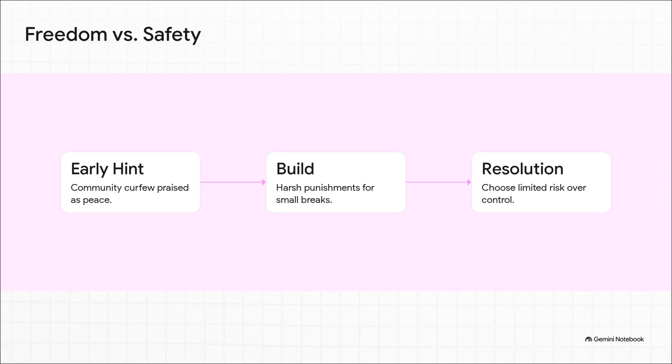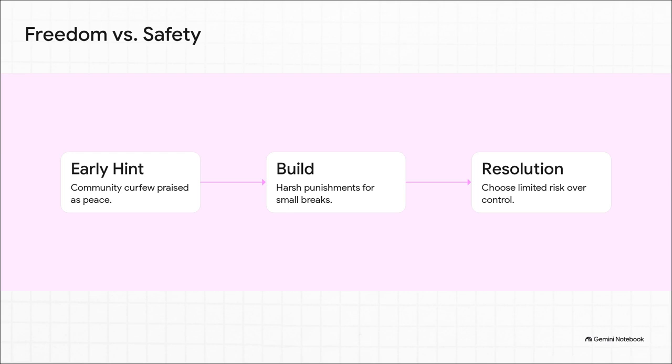Moving on to example 2. Let's track freedom versus safety. This is a classic conflict, especially in dystopian stories. In our early hint, the story kicks off with a super strict community curfew that everybody actually praises because they think it brings peace. But watch how the theme shifts during the build phase. We start noticing incredibly harsh punishments for really tiny rule breaks. Suddenly, that safety starts feeling a whole lot like a cage.